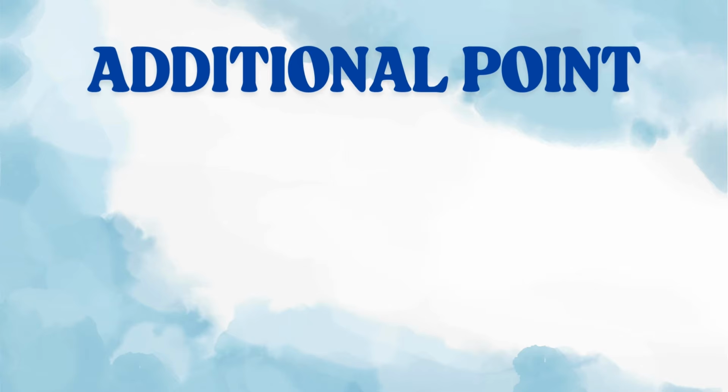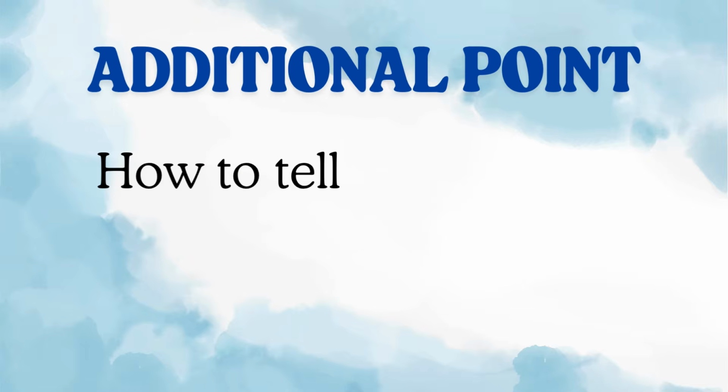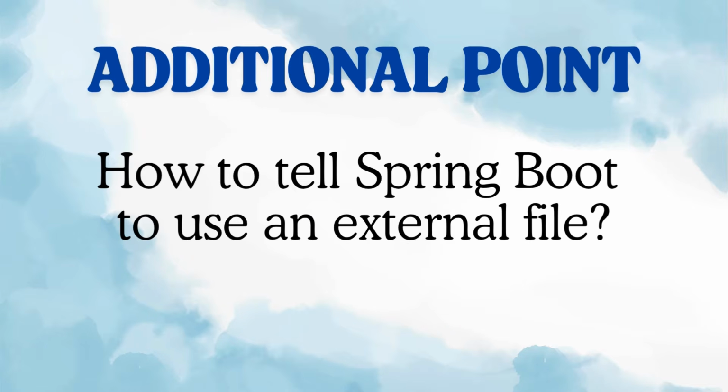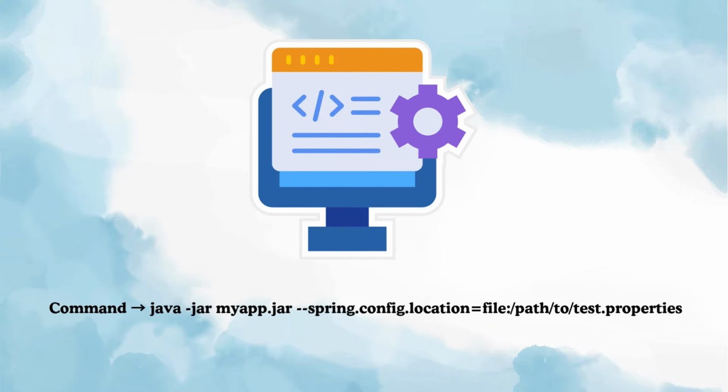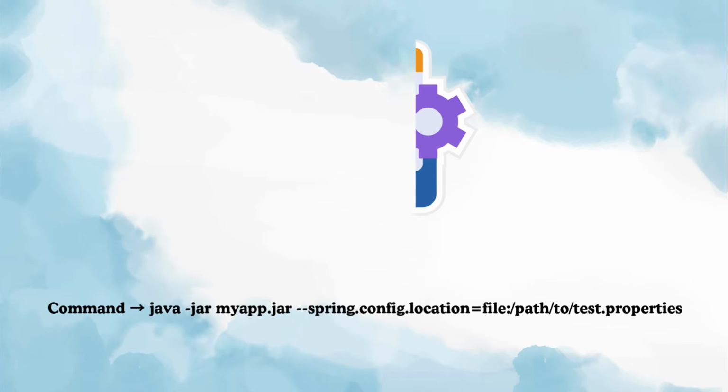Now, one more additional point here, how do we actually tell Spring Boot to read this external property file instead of the one inside the jar? So it's very simple. When we run the application, we just pass the path of the external file using a command line argument, something like this. That's how we make our application behave differently for each environment without changing any code, because we passed this location as a command line argument and didn't actually change the code of the application. So I hope this first approach is clear to you.